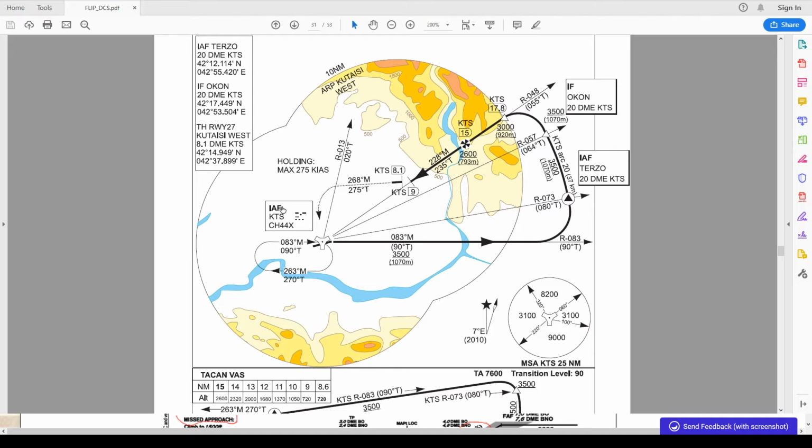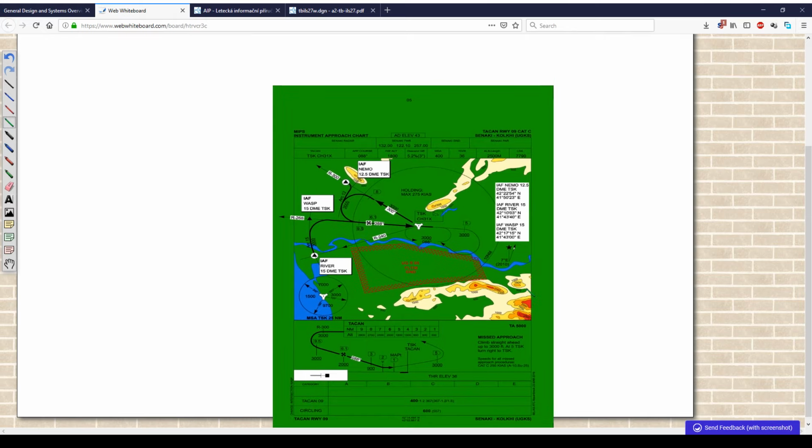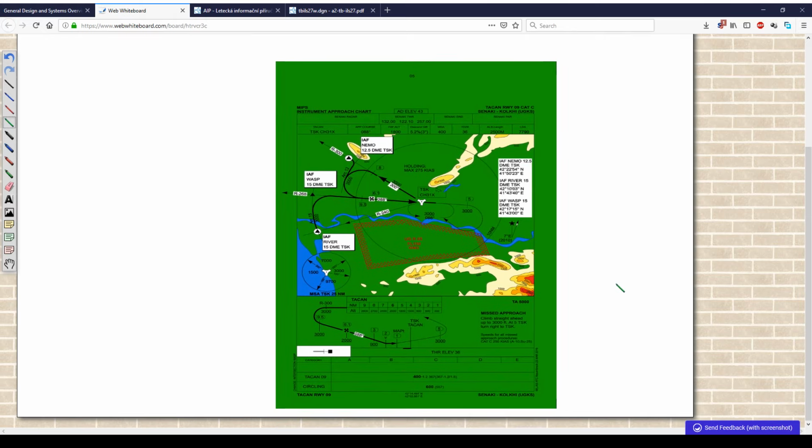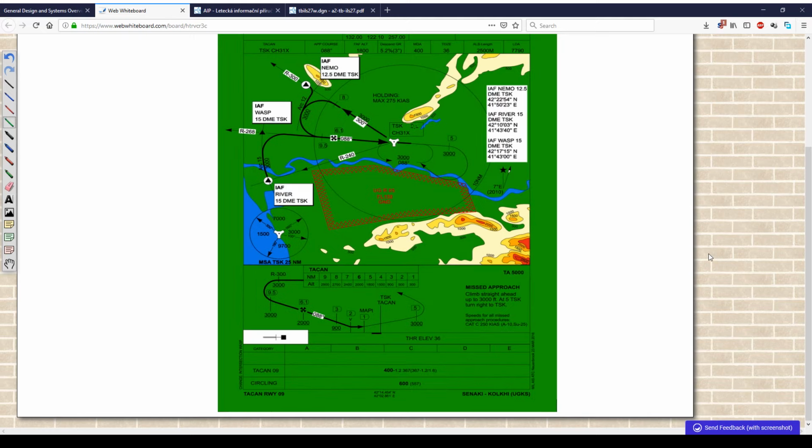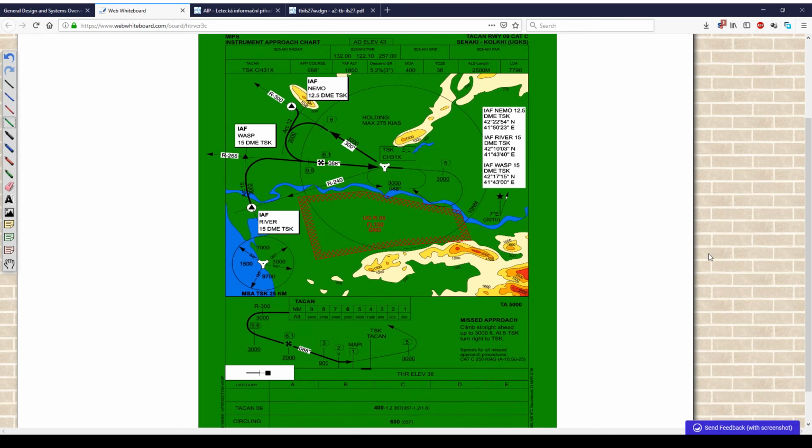Okay, I see. For example, here we have the chart from the kneeboard for the Senaki TACAN approach for runway 09, category C, for Senaki Kolki. A very stupid question: why is it green? I don't know why it is green. Maybe it is some channel for alpha. I really don't know.